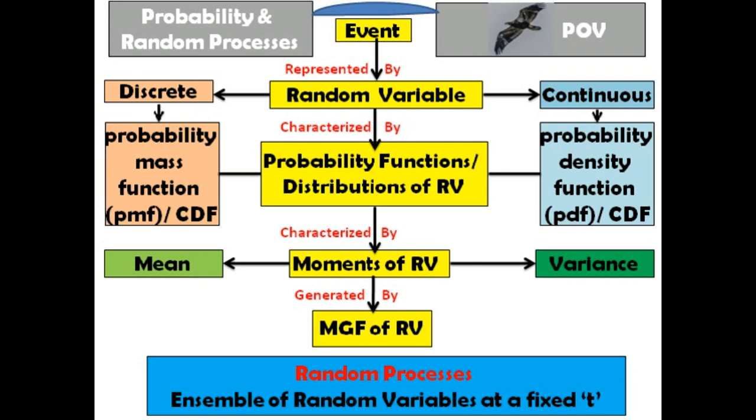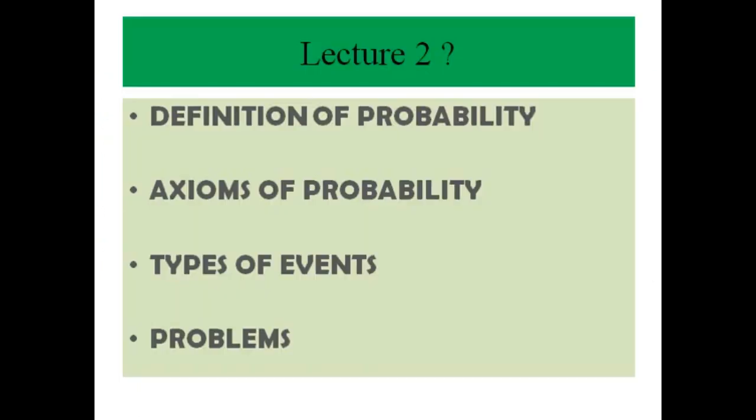If we take the concept of random processes, it is an ensemble of random variables at a fixed time t. Hope you understood the basic terms used in the study of probability. In the next lecture, we will learn the various mathematical definitions of probability, the axioms of probability, types of events, and simple problems. Thank you.